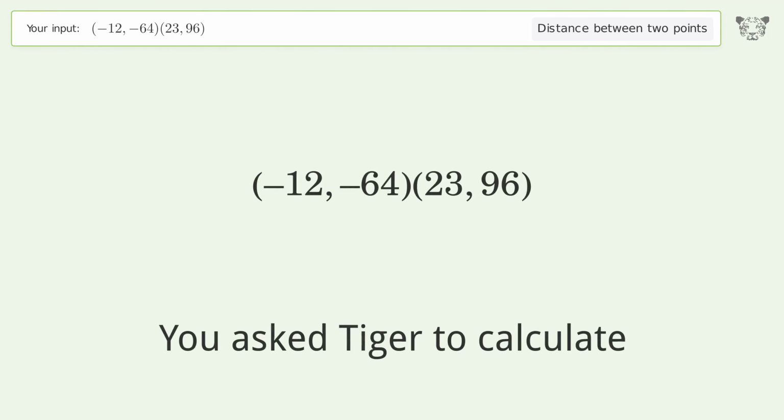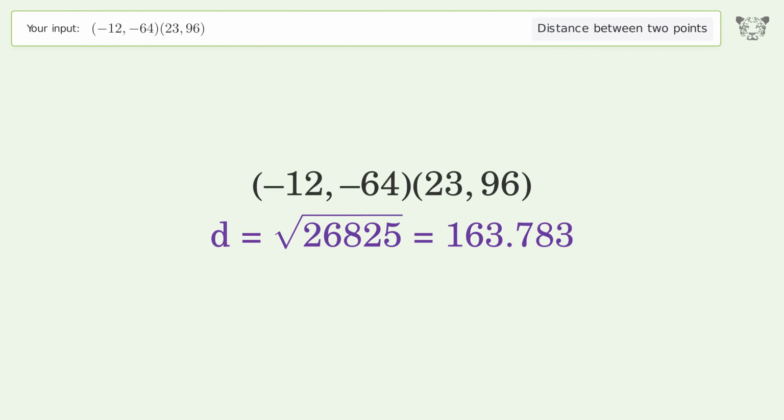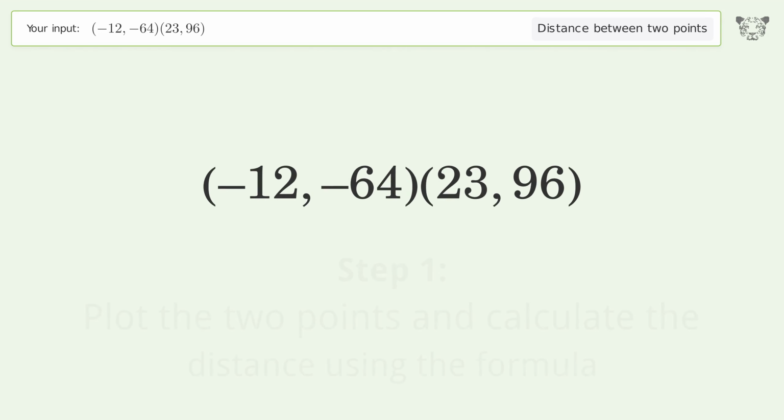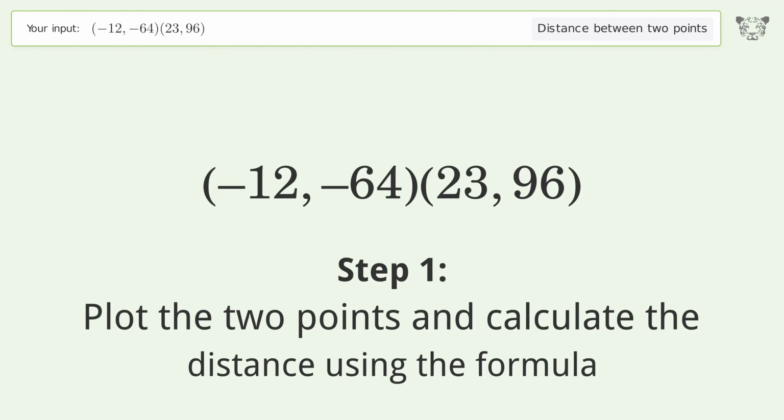You ask Tiger to calculate. This deals with the distance between 2 points. The distance between the 2 points is the square root of 26,825 or 163.783. Let's solve it step by step. Plot the 2 points and calculate the distance using the formula.